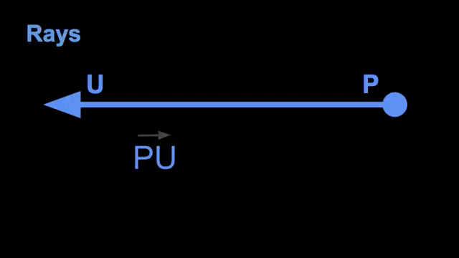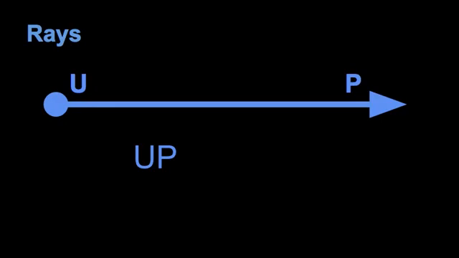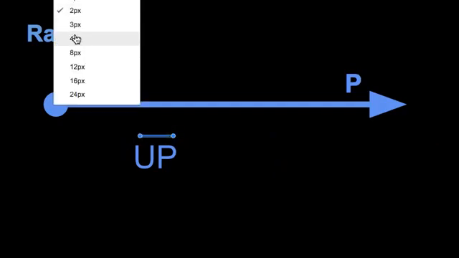Here's another example. This time my ray is reversed and I have an endpoint U going to P. So this time I would start my ray for shorthand above the letter U and draw it to P.